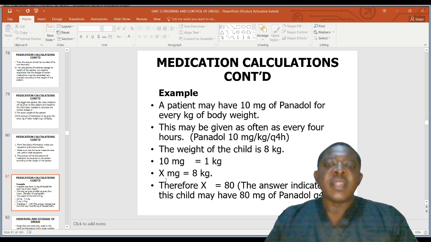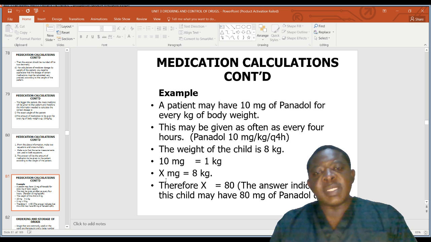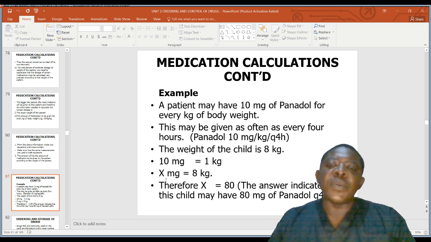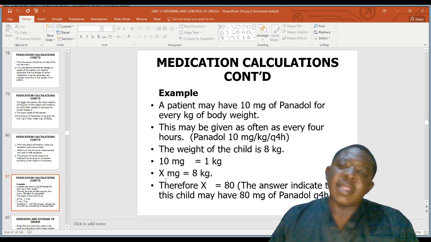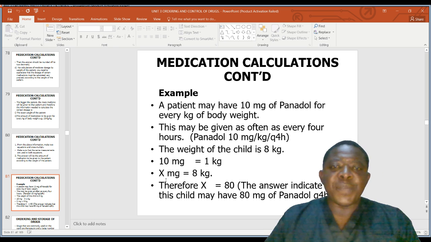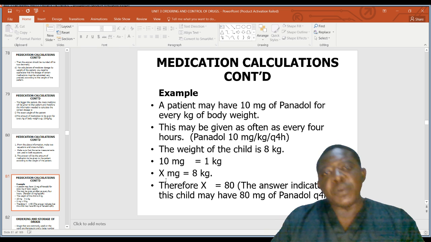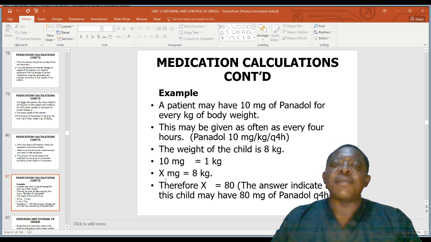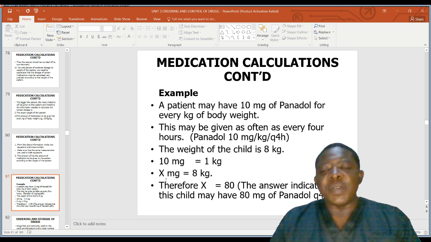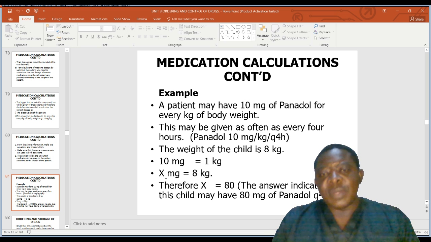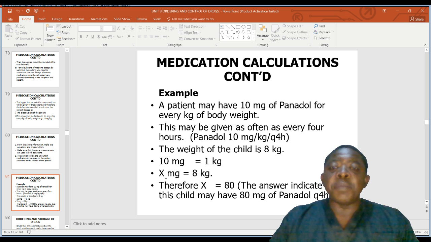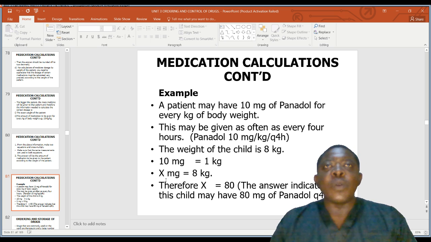And then you can also refer to the policies within your institution, if at all you'll be rounding off to the upper. Because in pharmacology, even if it is 0.1, let's say it's 9.1, you might be required to give 10. So you can ask for the policy: do you go to the smallest or do you go to the upper? So it might not be that if it is 0.5, you have to go to the upper.